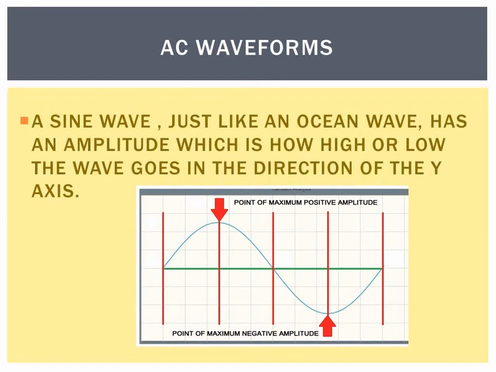A sine wave, just like an ocean wave, has an amplitude, which is how high or low the wave goes in the direction of the vertical axis or y-axis. This top part of the cycle represents the forward movement of current in the circuit, and the bottom half represents the movement of current in the opposite direction. So in an AC circuit, current is moving in the forward direction, then in the reverse direction, then forward again, then reverse, and continues like that.